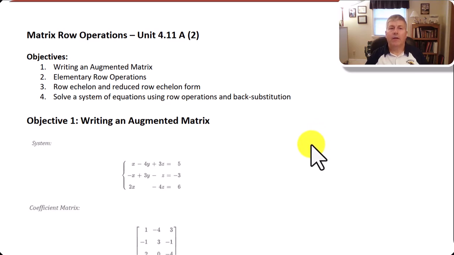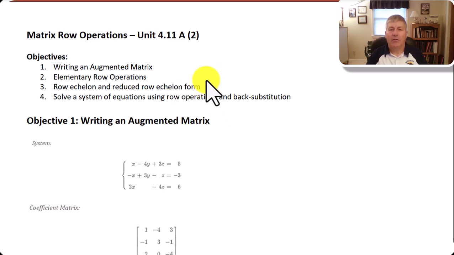Welcome back. The objective of this video is to write an augmented matrix, so we'll introduce you to augmented matrices and a coefficient matrix. We'll talk a little bit about elementary row operations and things that we can do to manipulate matrices to help us answer questions. We'll introduce row echelon and reduced row echelon form.